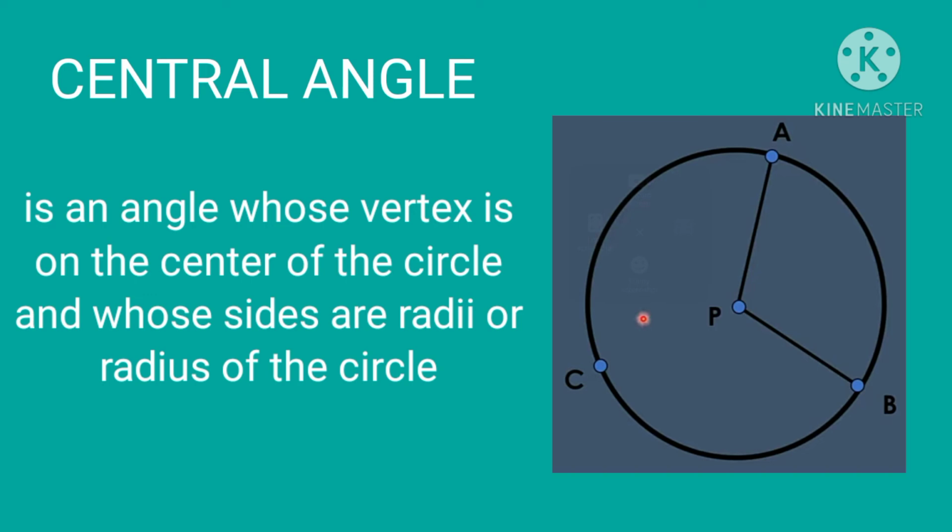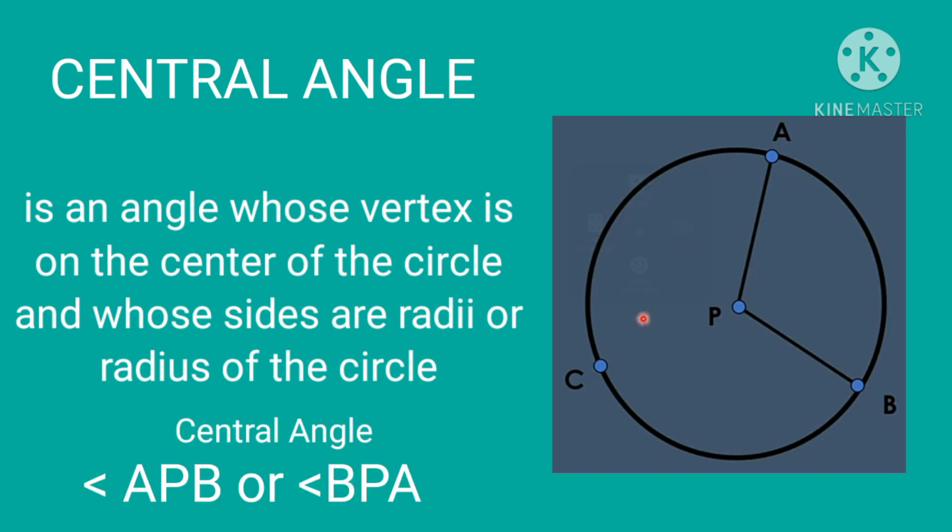A central angle is an angle whose vertex is at the center of the circle and whose sides are radii of the circle. Let's take a look at the example. As you can see, segment PA or segment AP is a radius, as well as segment PB or segment BP, that's also a radius. So the central angle is angle APB or angle BPA.